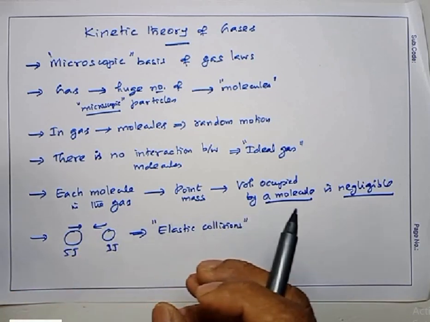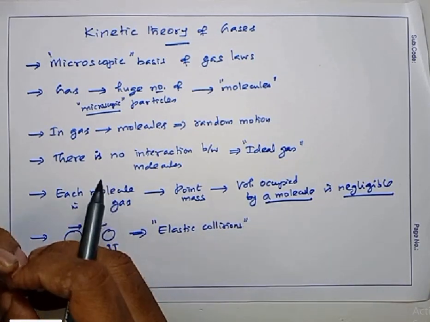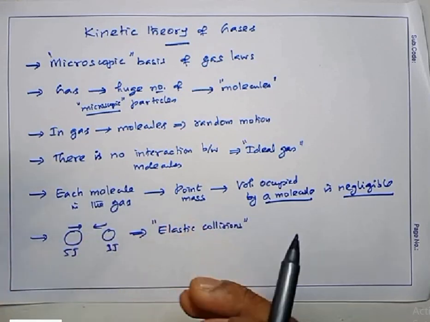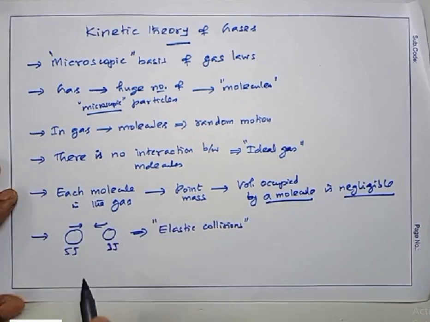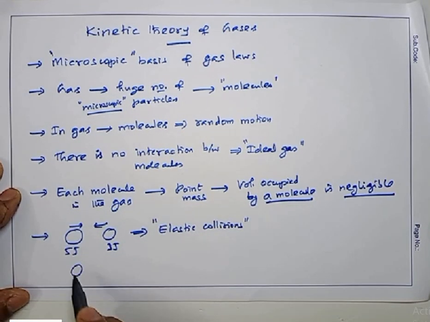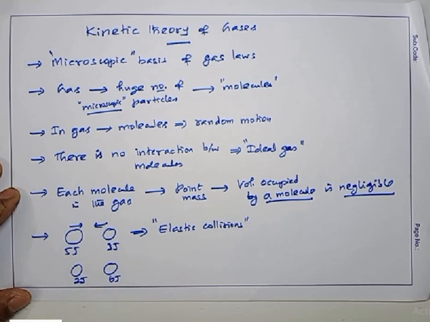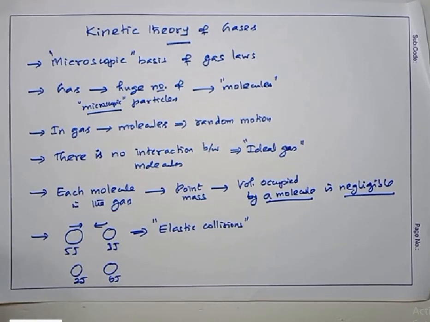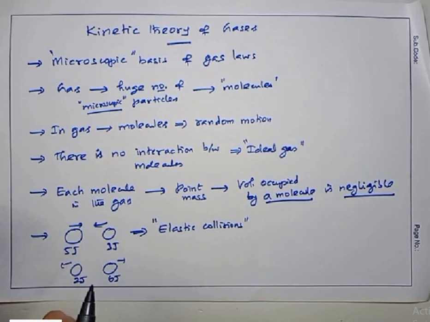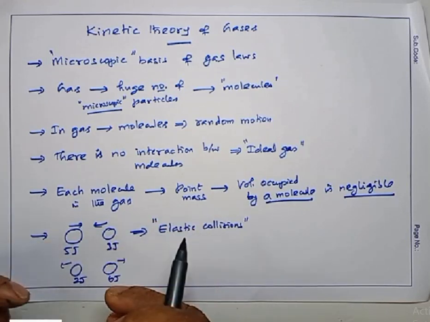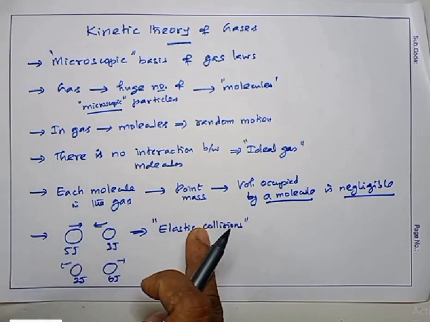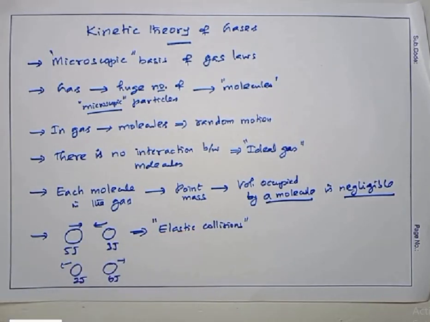Okay, they collide with each other. Then after collision, during collision, they share their energy. Suppose after collision, this molecule has energy, say, 2 joules, and this molecule has energy 6 joule. What is the total now? Same, 8 joules. So the total energy before collision and the total energy after collision are equal. That's the reason why these collisions are called elastic collisions.